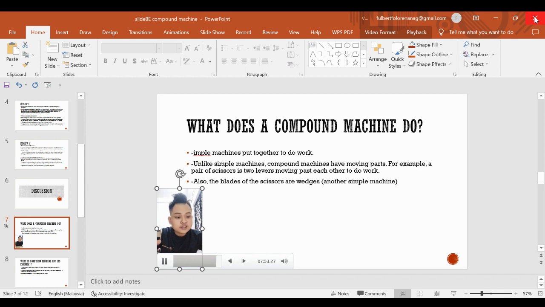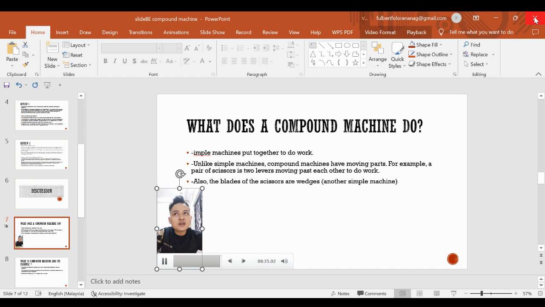Ever since the start of time, humans have developed a lot of compound machines, devices, and tools for making our work easier and faster. These compound machines make work easy and comfortable. Humans have developed a lot of devices and tools, and through their inventions they have created compound machines.